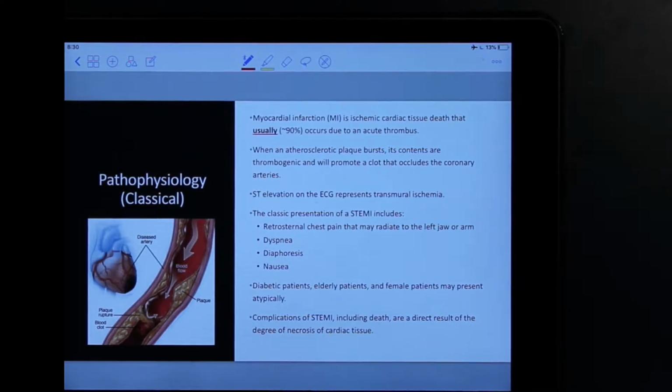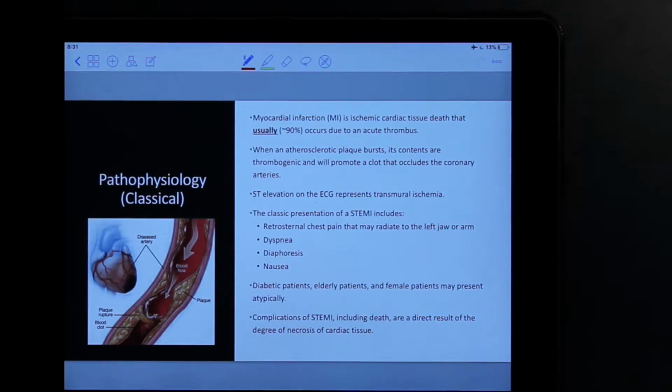So the classical pathophysiology of a myocardial infarction is ischemic cardiac tissue death that usually occurs due to an acute thrombus. When an atherosclerotic plaque bursts, its contents are thrombogenic, and this will promote clotting that can travel to the coronary arteries. The ST elevation on the ECG represents transmural ischemia, and this is different than presentations where the ischemia does not go all the way through the myocardial wall. That will present more as an NSTEMI, although there may still be ischemia present in the heart.